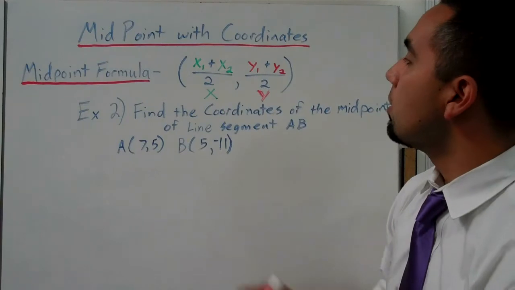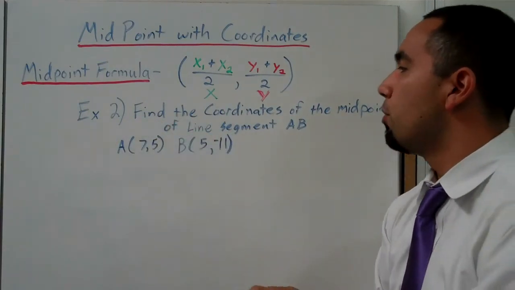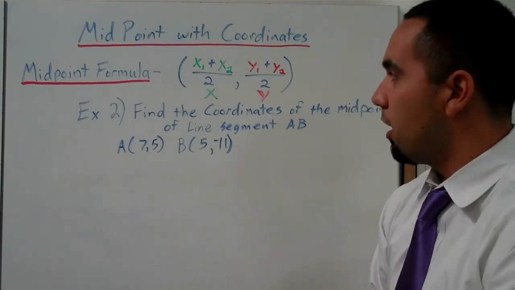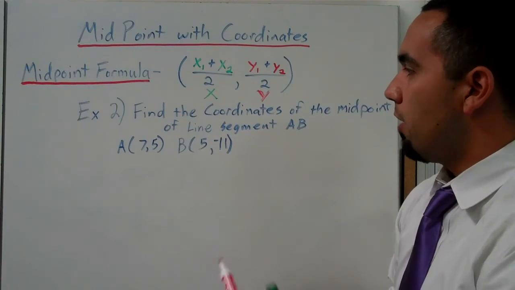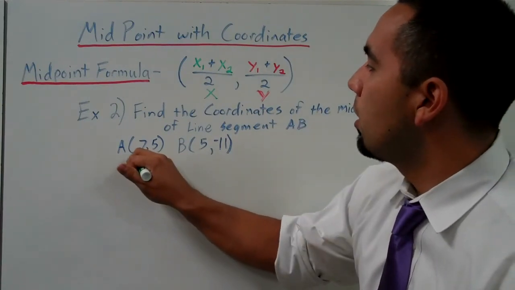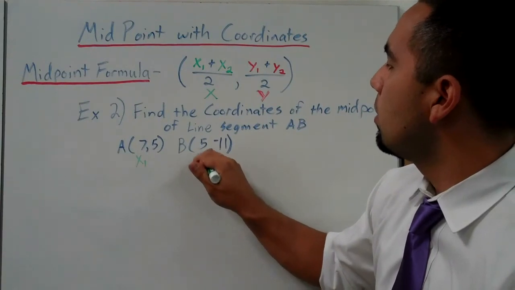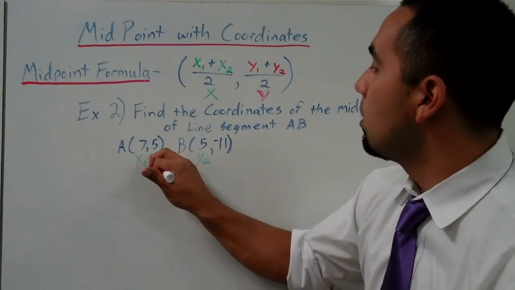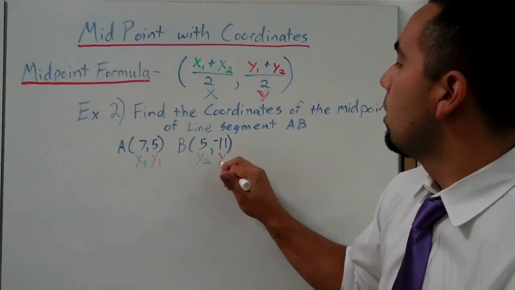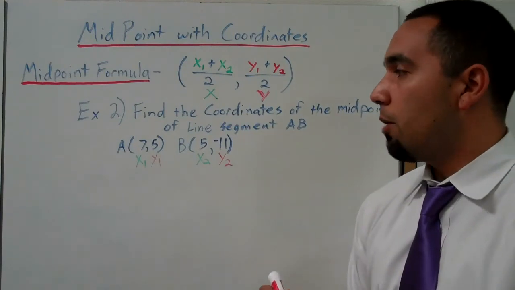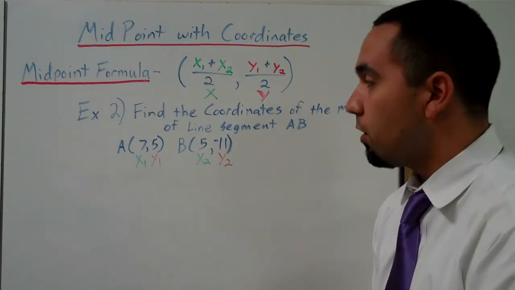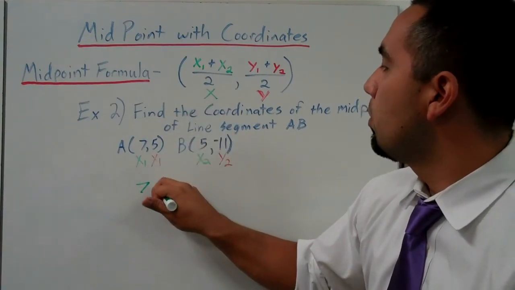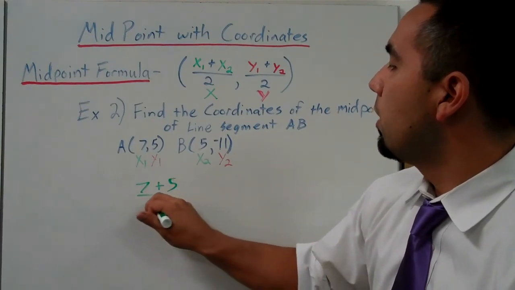So let's take a look at this. Example 2 says find the coordinates of the midpoint of line segment AB. We have 2 coordinates there, so I'm just going to go ahead and mark them up. It doesn't matter which one we mark, but I'm going to make this one x1, and this one x2. Then I'm going to take this one as my y1, and this is my y2. Now all I have to do is plug them in. So I get 7, because that's x1, plus 5 divided by 2.